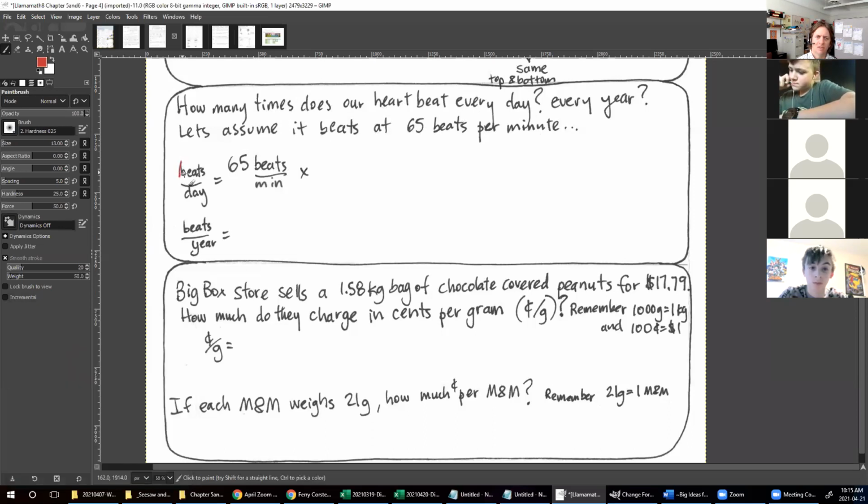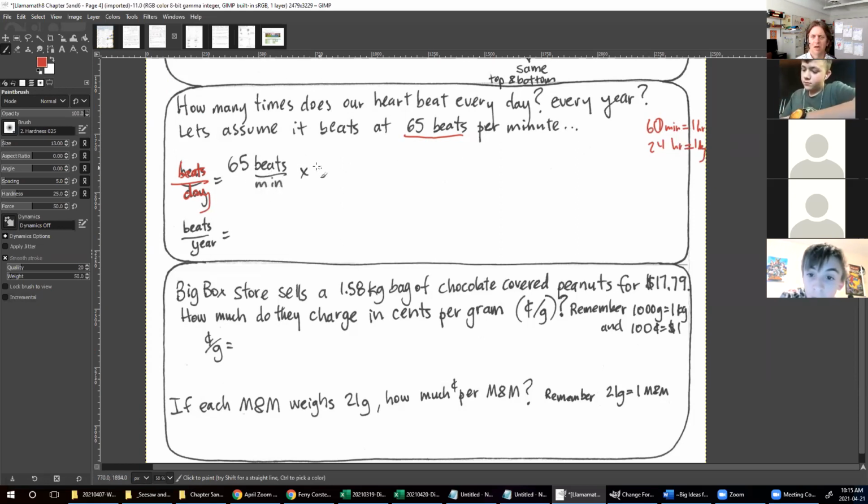So I'm going to write the units that I want. I want beats per day. Okay, so how many beats? There's 65 beats per minute. Well, I want days. So what do I multiply this by? I know that 1 minute equals 60 minutes is 1 hour, and 24 hours is 1 day. So I'm going to use these.